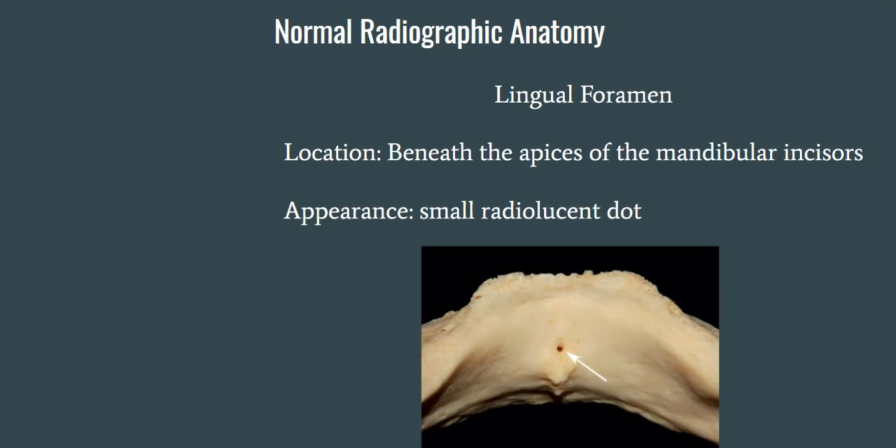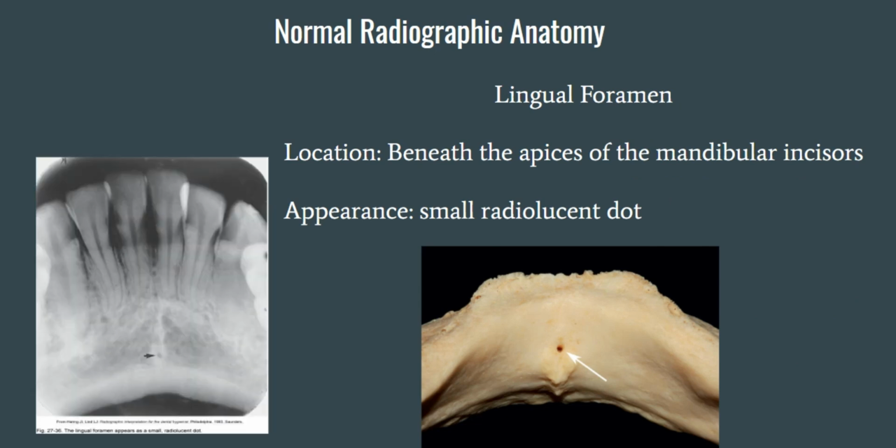And then we have the lingual foramen. This is beneath the apices of the mandibular incisors as well. These are both going to be on, like, the looking out from the lingual portion of it. And on the radiograph, your lingual foramen is going to be a small radiolucent dot.